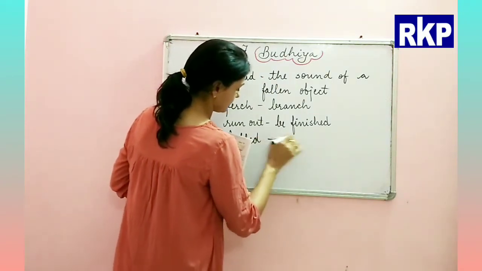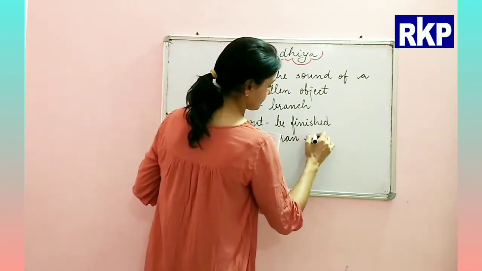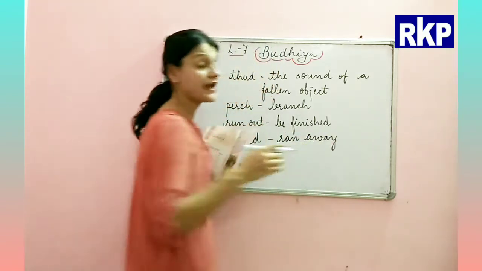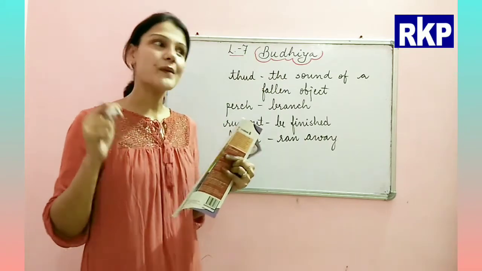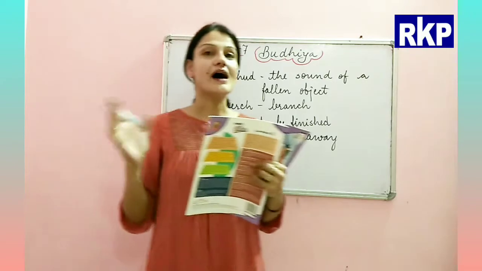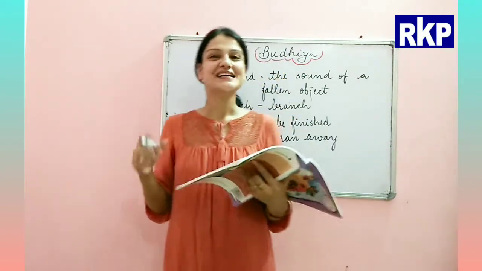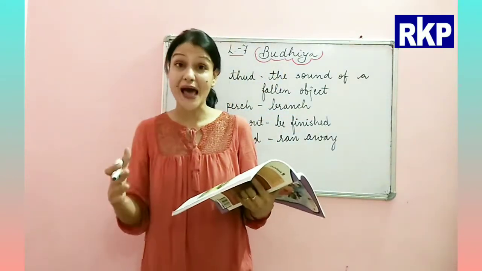Bolted means ran away quickly. So we can also say that the moment the naughty children saw the teacher coming, they bolted through the stairs. All right, so bolted, ran away.